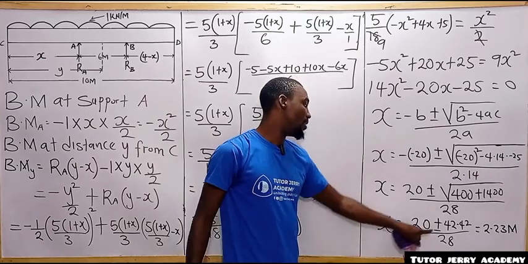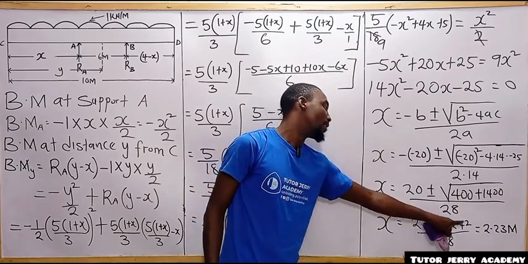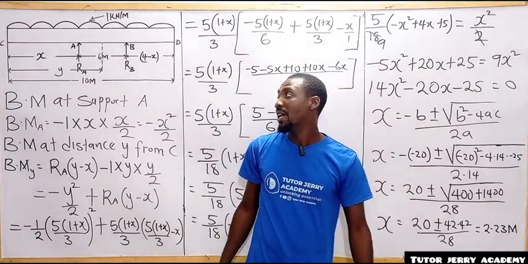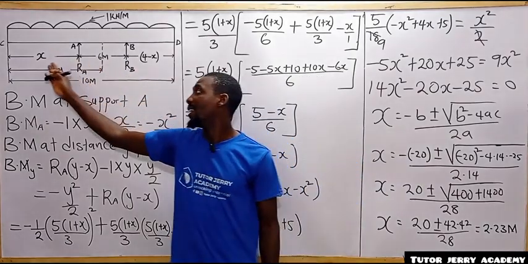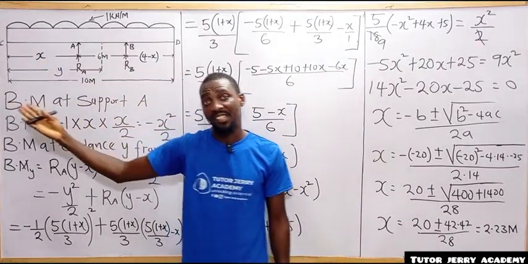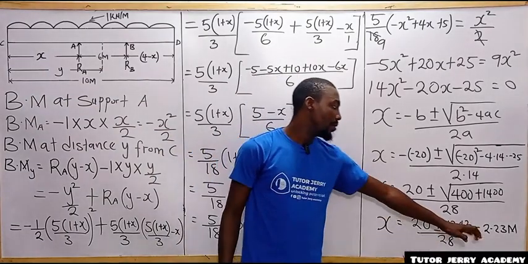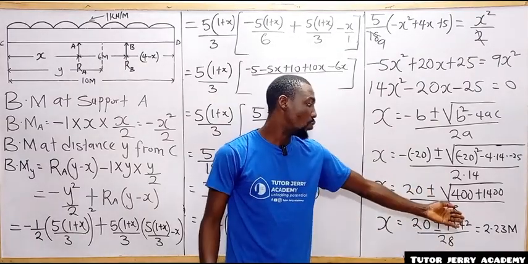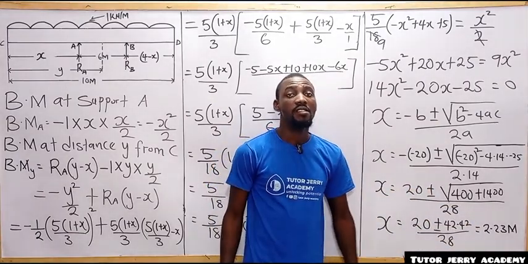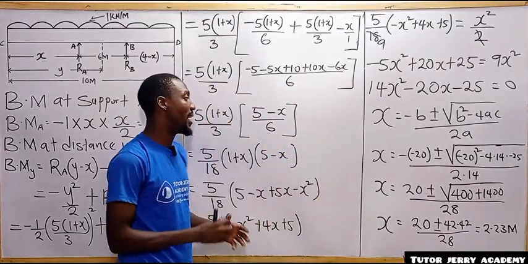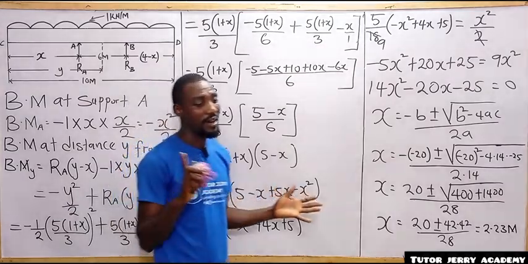Of course, if you go with negative 20 minus 42.42, you are going to have a negative answer, even when you divide by 28. And you know, we can never have a negative answer for our S. Is that clear? So that's why we need to neglect that. So our answer for the position is 2.23 meter.